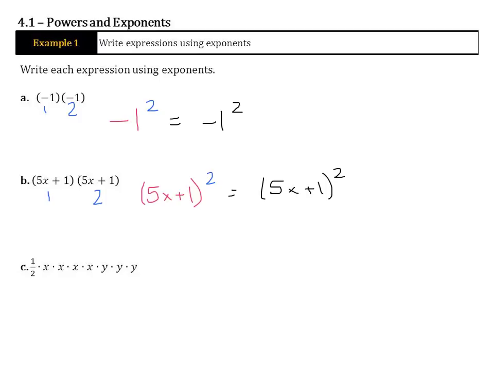Next, we have 1 half times x times x times x times x times y times y times y. Well, let's break it down one piece at a time. The 1 half is just there, so it's 1 half. We have 1, 2, 3, 4 x's, so that's going to be x to the 4th. And we have 1, 2, 3 y's, so that's going to be y to the 3rd. So again, 1 half, just there once, x to the 4th, there's 4 x's, times y to the 3rd, since there are 3 y's. Let's move on.